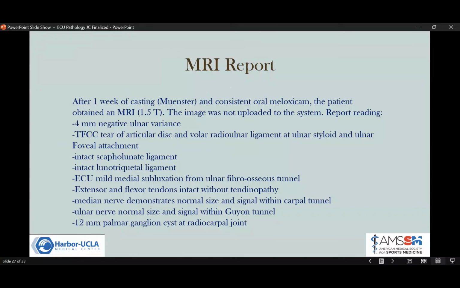So basically, 1 week after casting with a surgeon, the patient was placed on consistent oral meloxicam instead of intermittent NSAIDs. He already started feeling pain relief. He attained an MRI with a 1.5 Tesla magnet. The image wasn't uploaded to our system, but the report confirmed a negative ulnar variance of 4 millimeters. The report confirmed a tear of the articular disc of the TFCC, intact scapholunate ligament, intact lunotriquetral ligament.